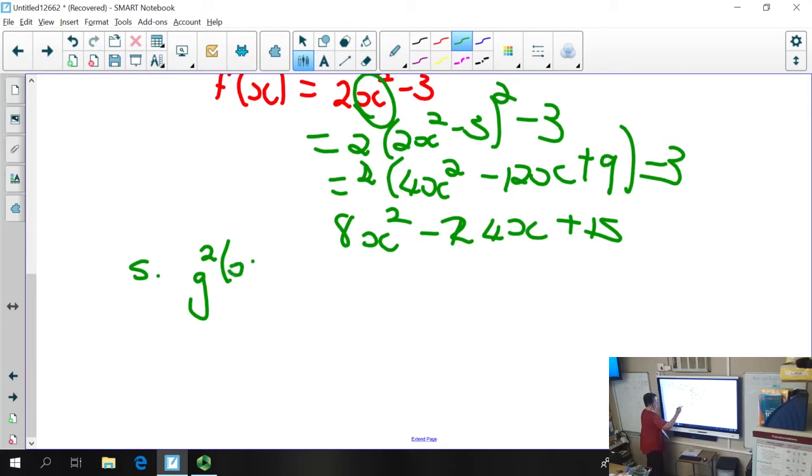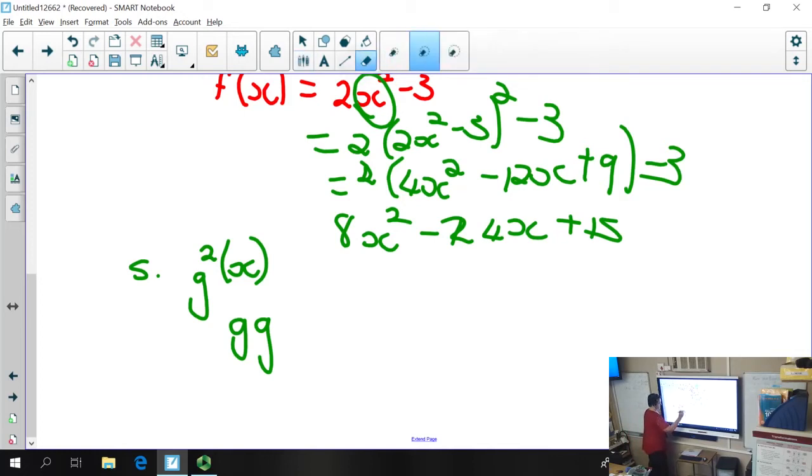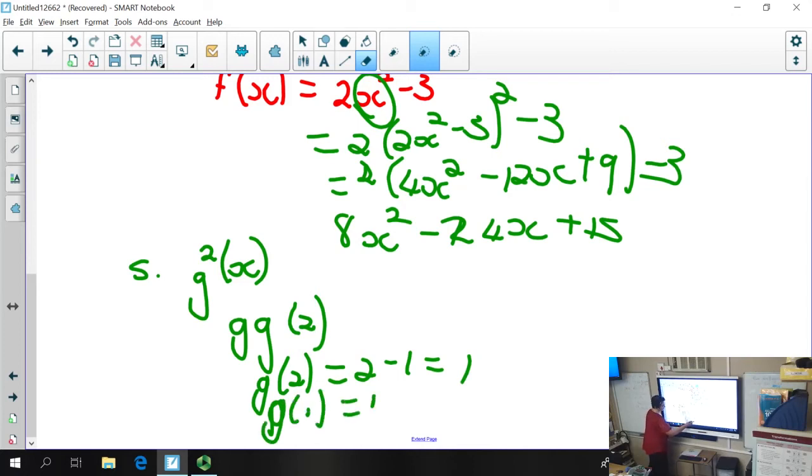So this one is g squared x, which is also g(g(x)). Be careful here. It's not that you square them. So what does that mean? Oh no, this one is gg(2). Here's a 2 here. So we're just going to go into g with a 2. g was x minus 1, isn't it? So g(2) is then 2 minus 1, which is 1. And then you g it again. So g(1) is then 1 minus 1, and the answer is 0. So that was then the functions up to here.